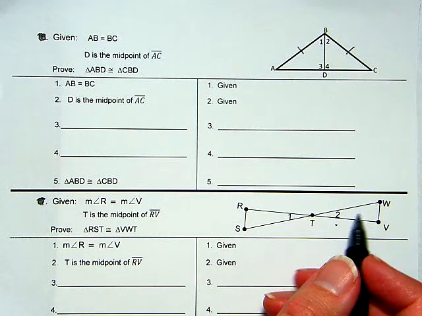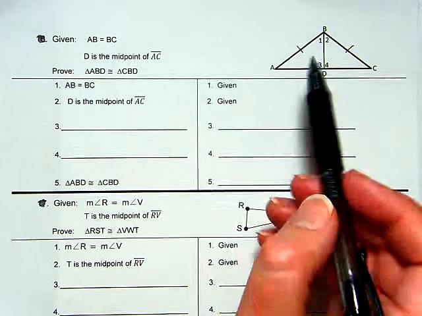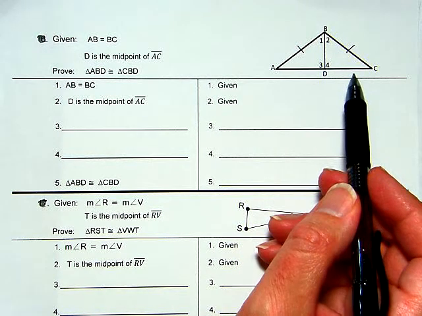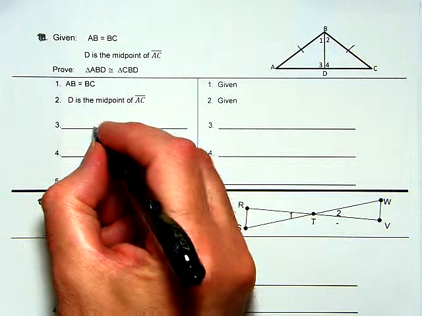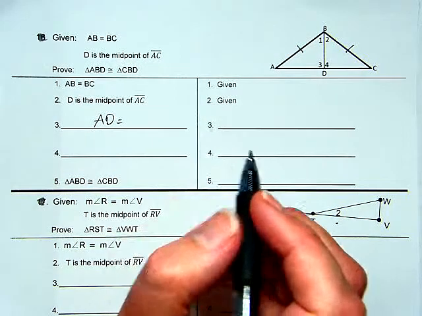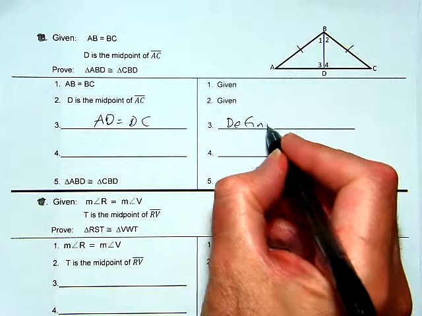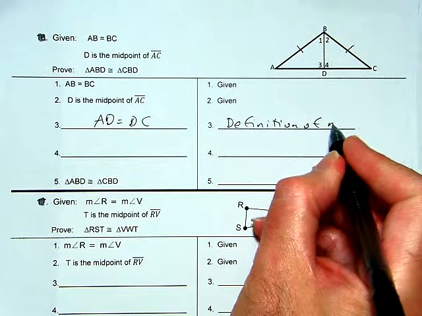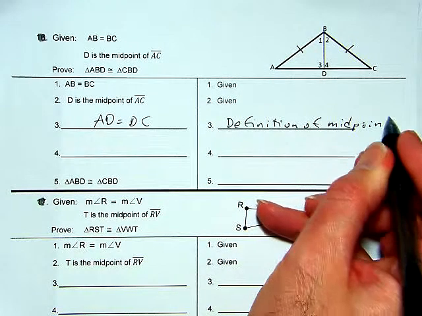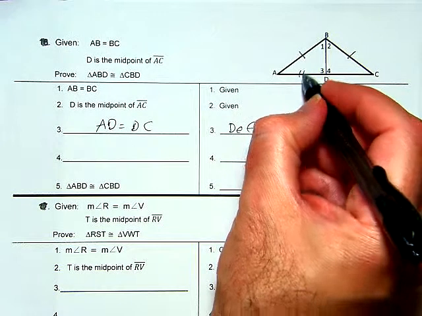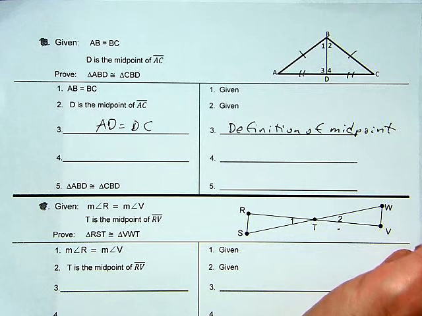Certainly one of the first things we're going to do is use the definition of midpoint to prove that the measure of AD equals the measure of DC. So we know that AD equals DC because of the definition of midpoint. To make it a little easier, we could make two notches on each of those sides to remind us which are the congruent sides.